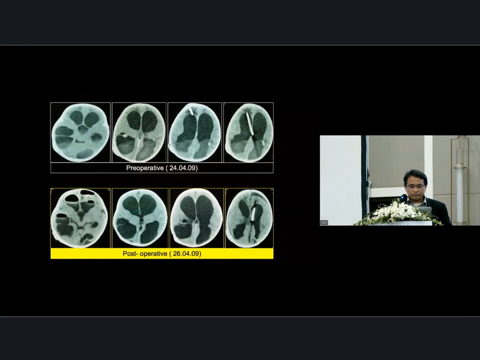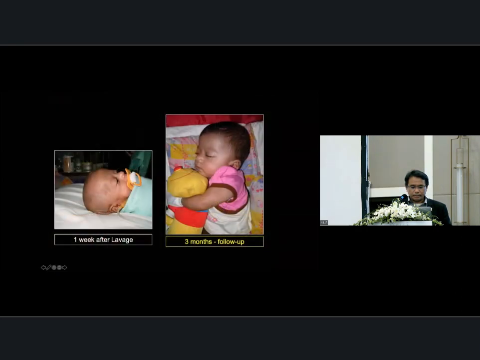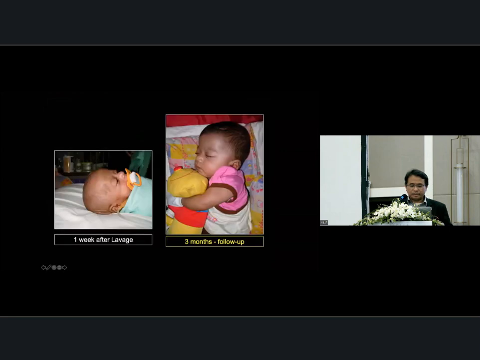This is how it looks on the second day after surgery. In this case, the first experience, we put in a temporary EVD, and then eventually we had to shunt the child, and this is about a 6-month follow-up. The child survived, and the recovery was very good.